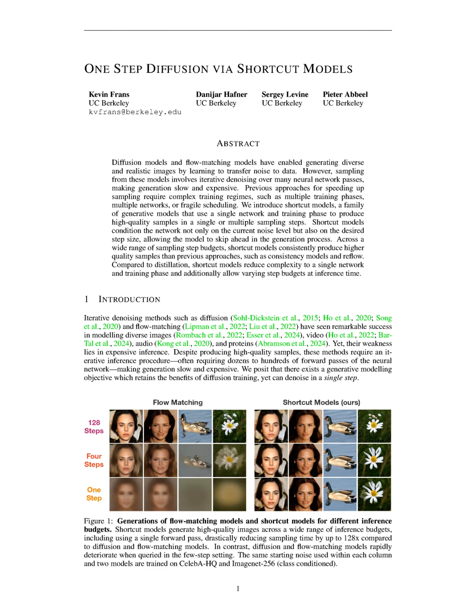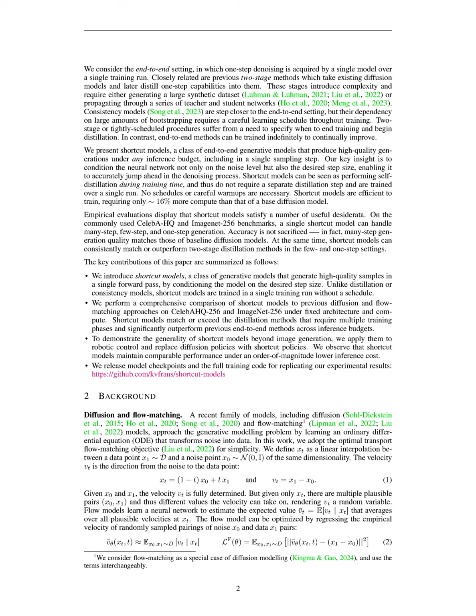Shortcut models aim to solve the problem of expensive inference associated with existing iterative denoising methods, such as diffusion and flow matching models, which require numerous forward passes of the neural network to generate high-quality samples. These traditional methods often necessitate dozens to hundreds of iterations, leading to slow and costly generation processes. In contrast, shortcut models enable high-quality generation in a single forward pass by conditioning the model on both the noise level and the desired step size, allowing it to effectively jump ahead in the denoising process.